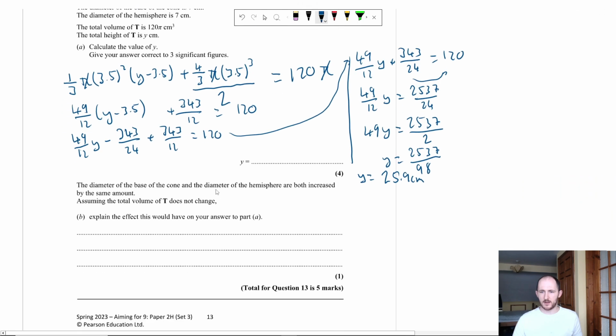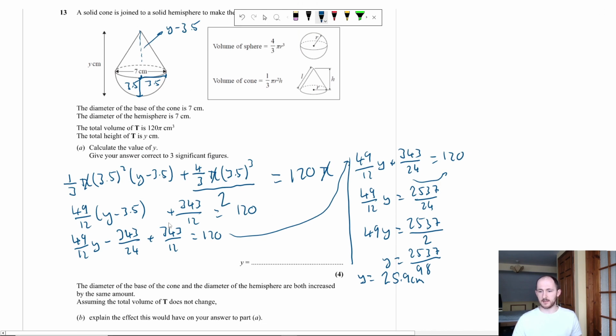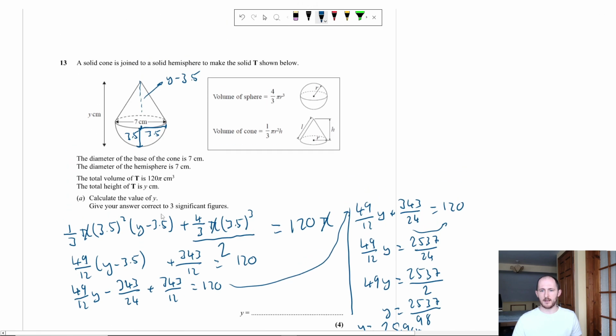The diameter of the base of the cone and the diameter of the hemisphere are both increased by the same amount. Assuming the volume wouldn't change, explain the effect. Well, that's a good question. So, increasing the diameter means that this 3.5 increases. So does this negative. So, actually, it's even easier than this. So this minus 3.5, I took away 3.5 here, right? If that is bigger, then the actual height of the shape is going to decrease because it's going to be y minus a bigger number.